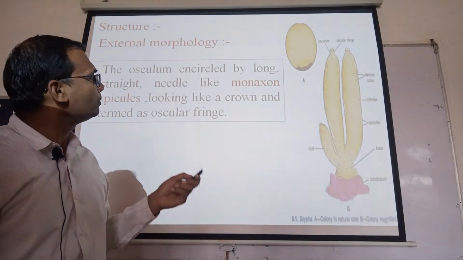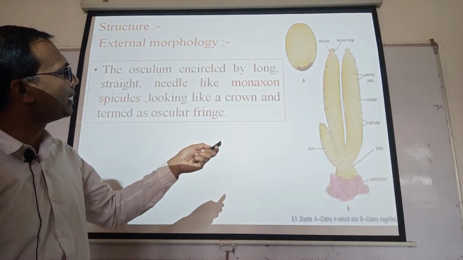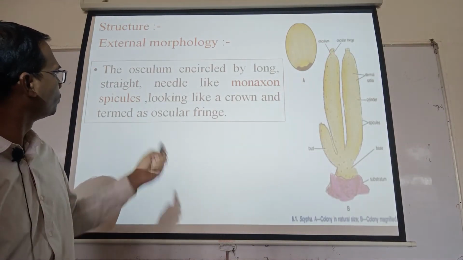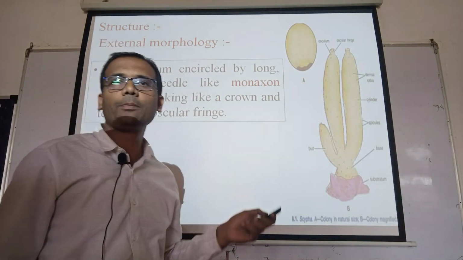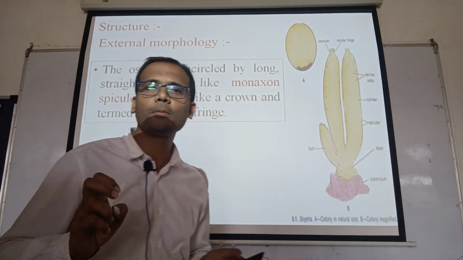The osculum is encircled by monaxon spicules, which look like a crown, and because of this it is termed the oscular fringe.